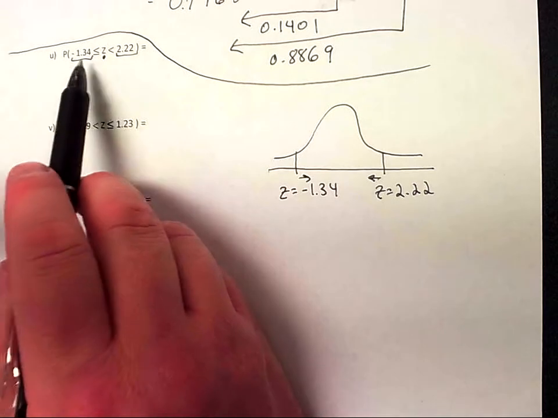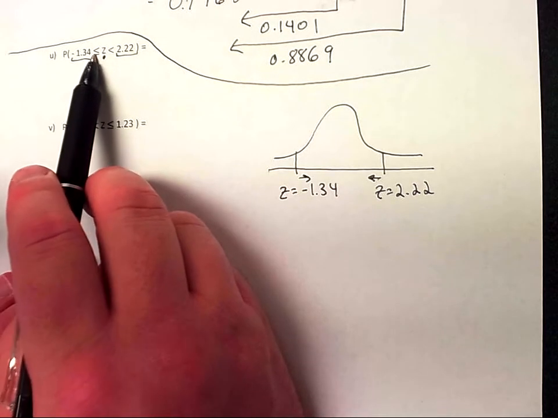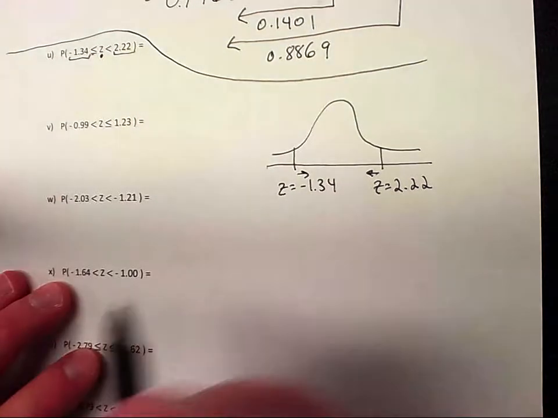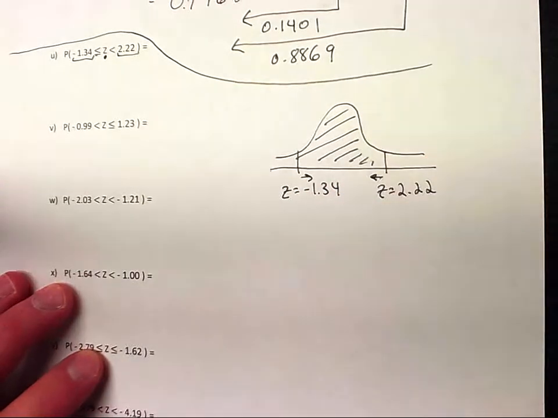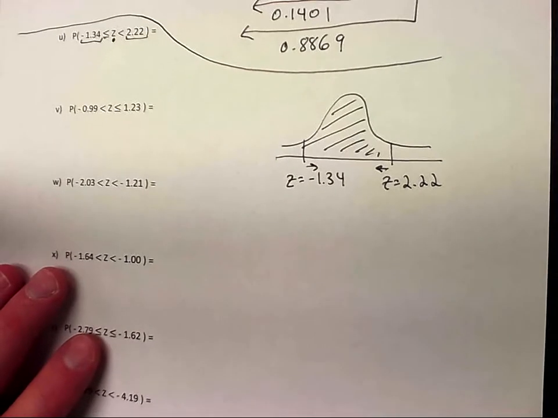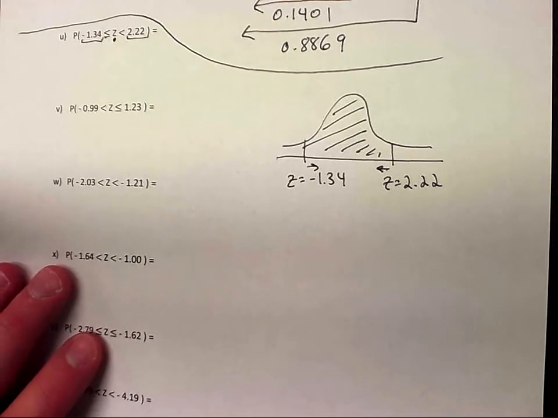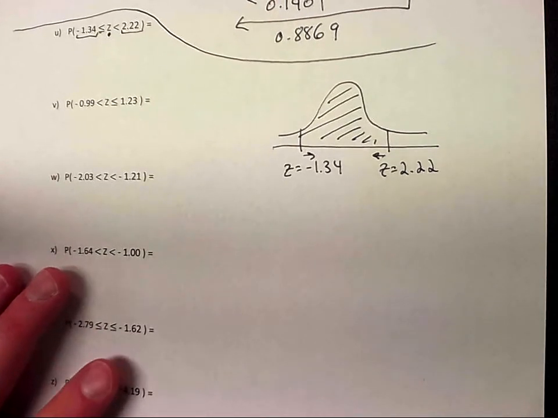Does it matter right here that we're greater than or equal to negative 1.34? No, nothing changes about that. So we're still just going to shade this region right there. All right, is everybody good with this? Now what do? Now we go to the chart.